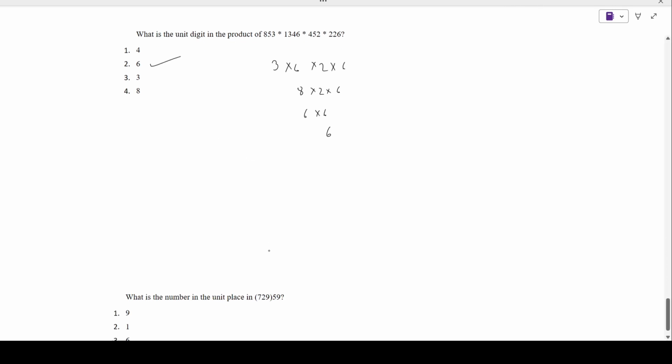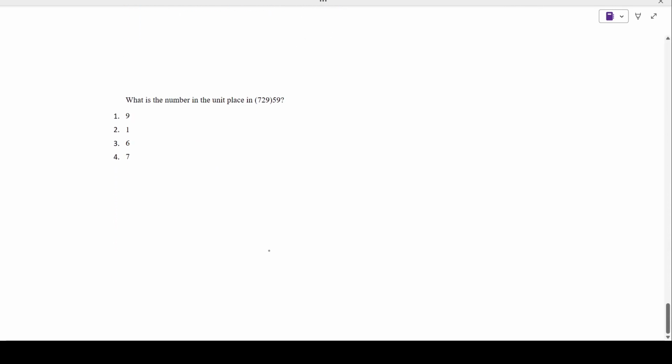Moving on to the next question. What is the number in unit place? Here the question is a bit misprinted. The actual question is 729 to the power 59.